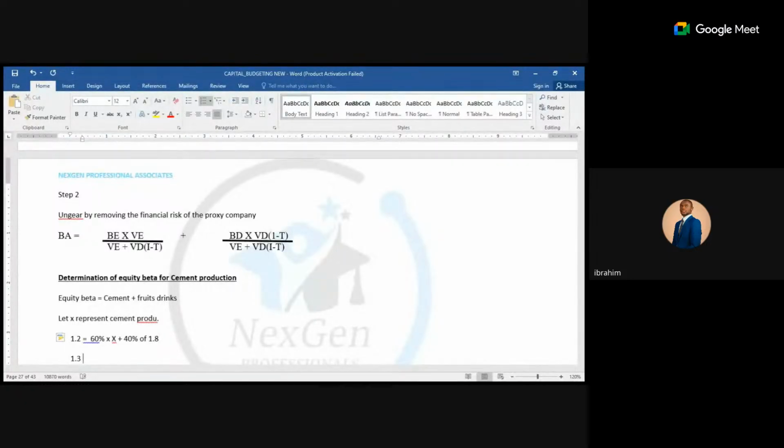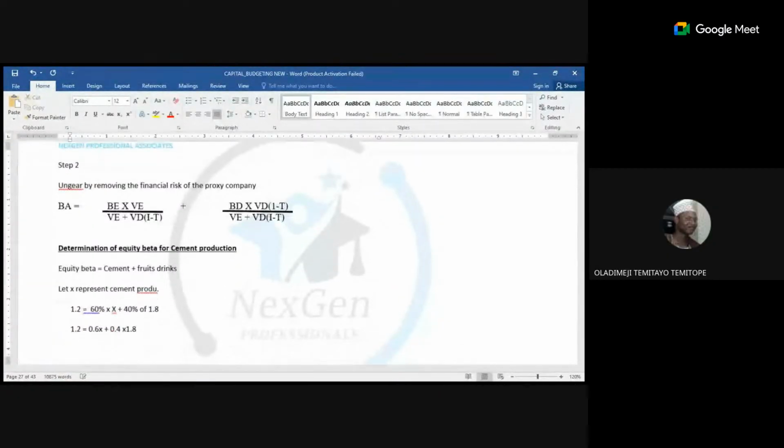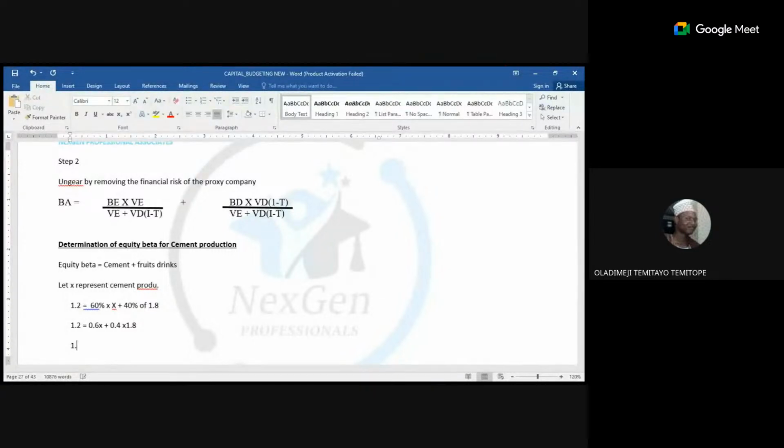So we can have 1.2 equals 0.6x plus 0.4 times 0.7. What do we have? 0.72. 0.6x plus 0.72.